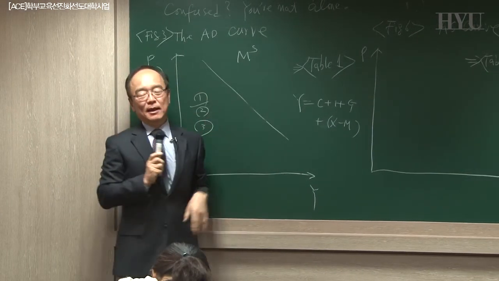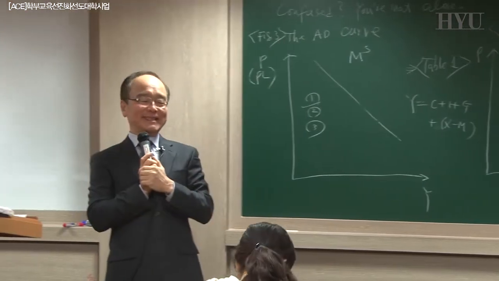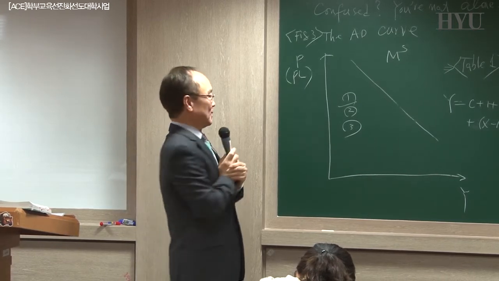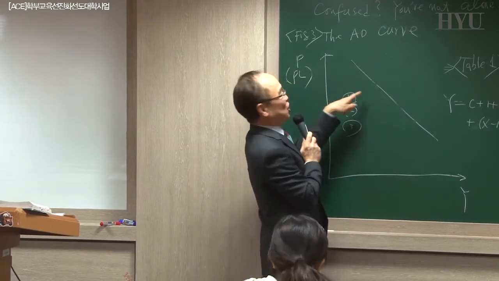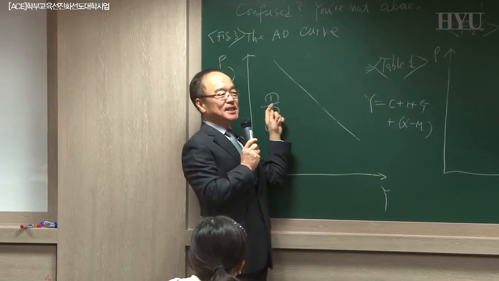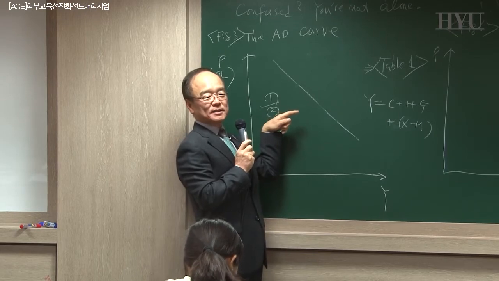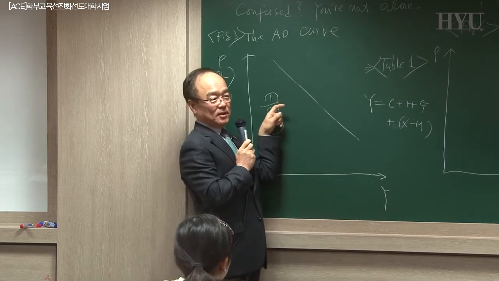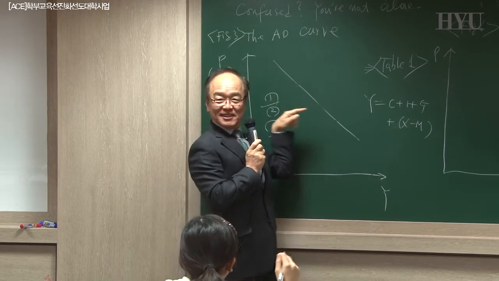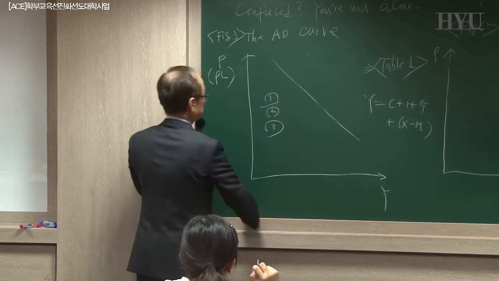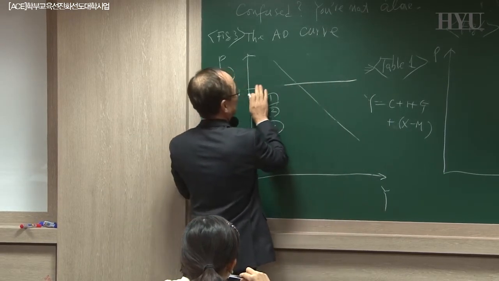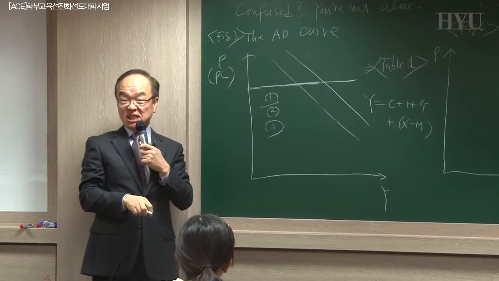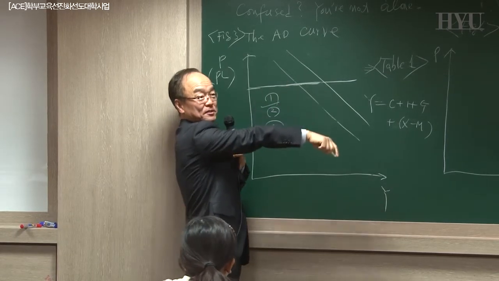A shift in here. What if the government increases its expenditure, G increases? G increases, this is the AD curve. As G increases, the AD curve moves in which direction? G increases, so it moves in that direction, right? Is that clear? So at the same price level, higher G, no, higher Y.